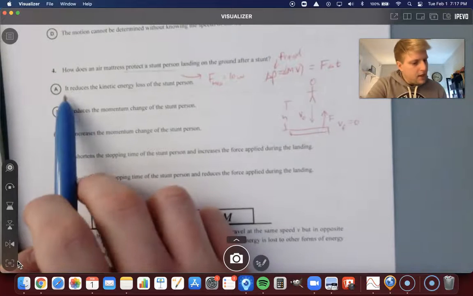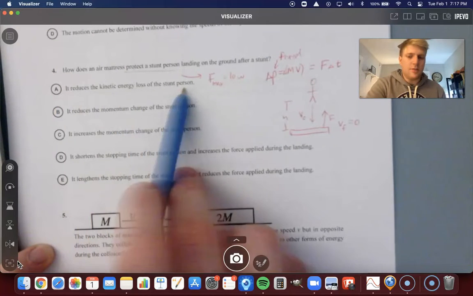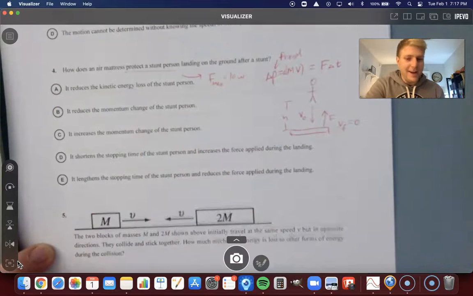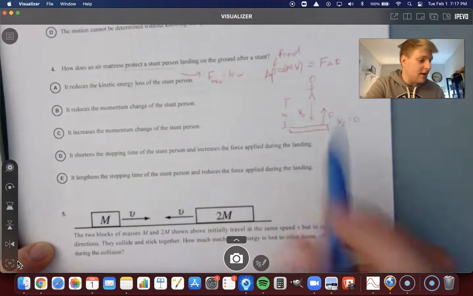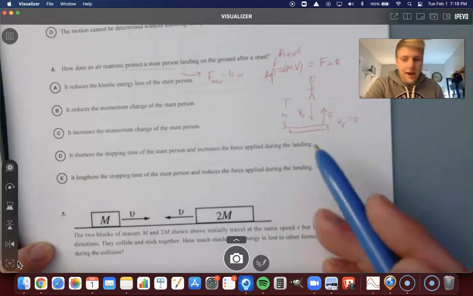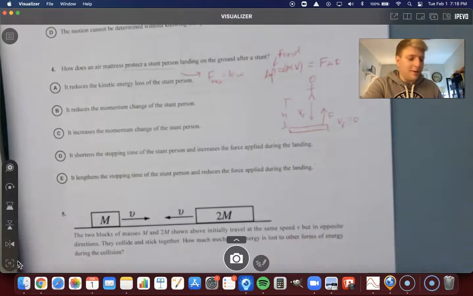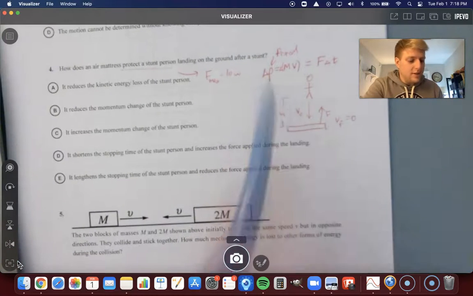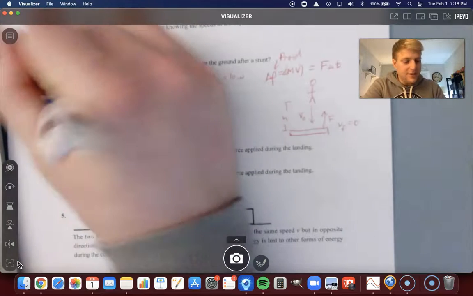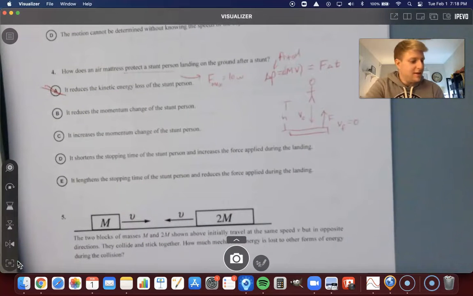So A says it reduces the kinetic energy loss of the stunt person. Now, that's not a good idea. If you still had kinetic energy left over after you crashed into the air mattress, you'd still be moving, which means that your final velocity isn't 0. That would be even more change in momentum. That's really bad. You really don't want to keep moving after the collision with the mat.